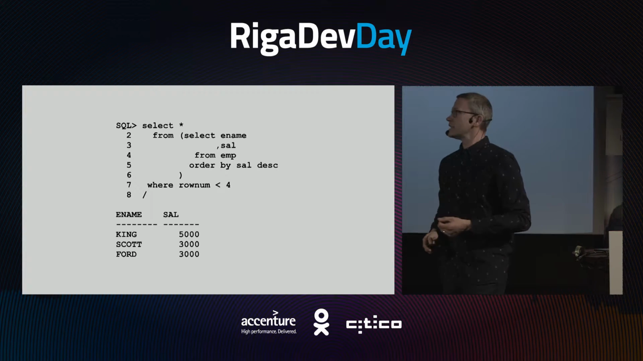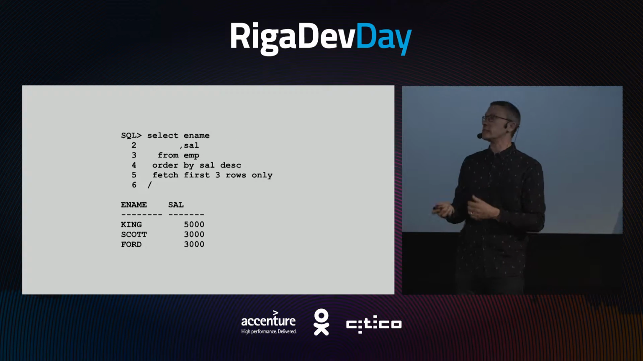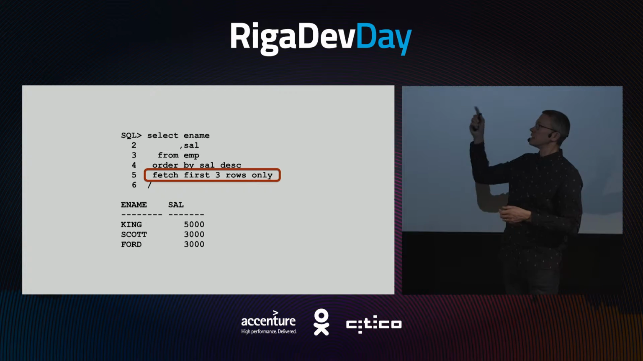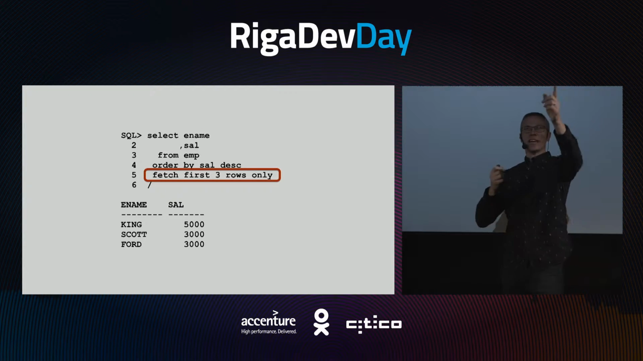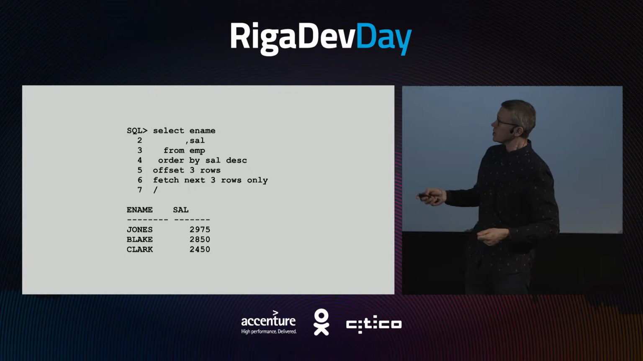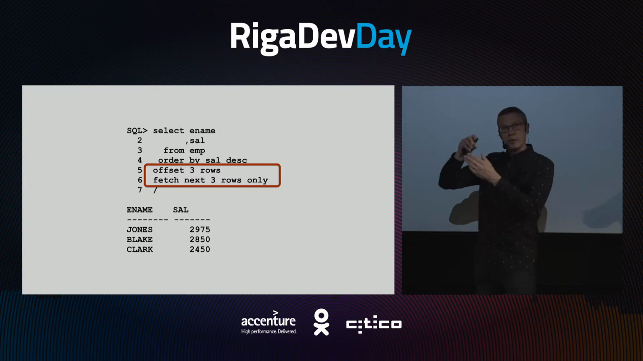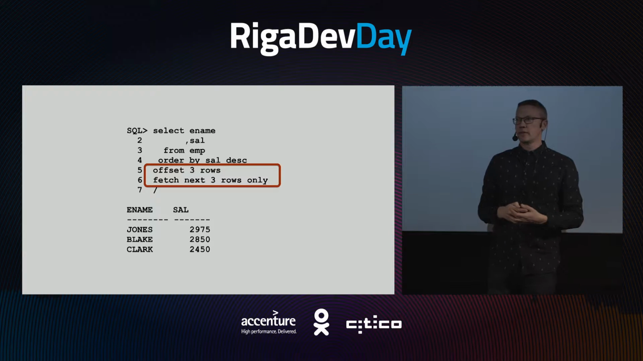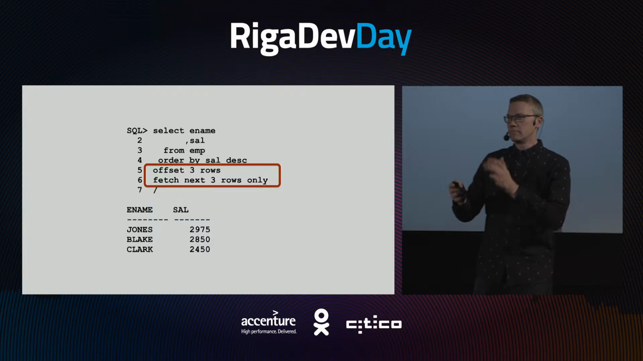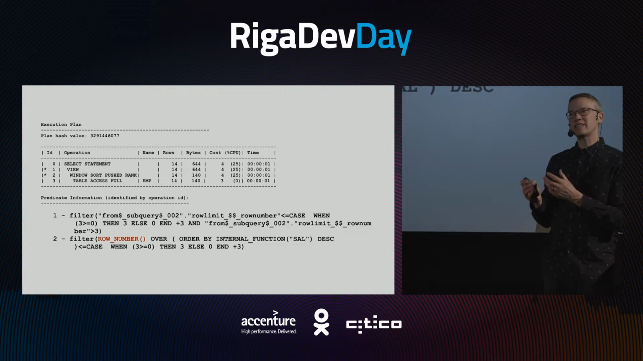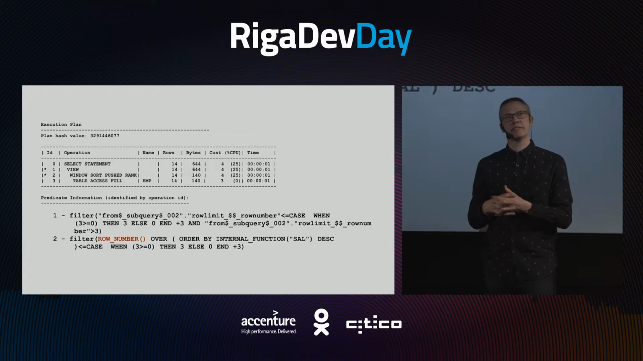Now with 12c, they changed the syntax a little bit. You can say, I want to fetch the first 3 rows only, based on your order by. I heard someone say, yes, it's awesome, right? So you can say that nowadays, so that's good. You can also tell it to put an offset of 3 rows and paginate through your result set like that.